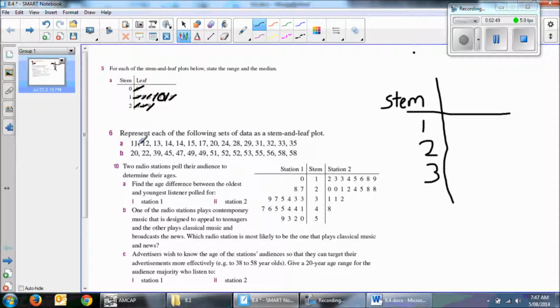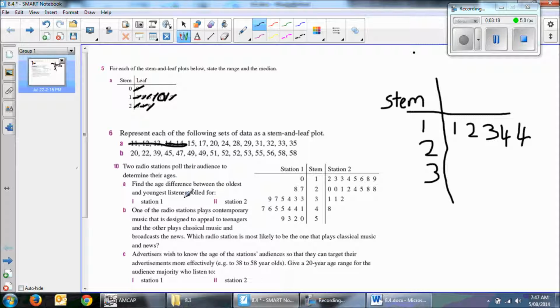And then all you do is you go, okay, 11. So you put 11, 12, 13, 14 twice, and just cross them off as you go along. Okay, and obviously you'd keep going all the way to the end until you had those. All right, so drawing your stem and leaf plots is really quite straightforward.